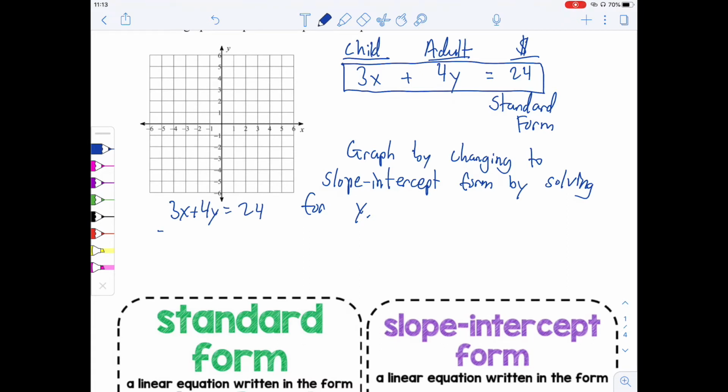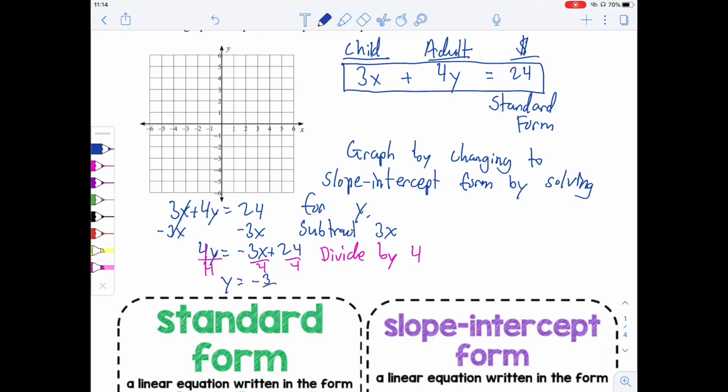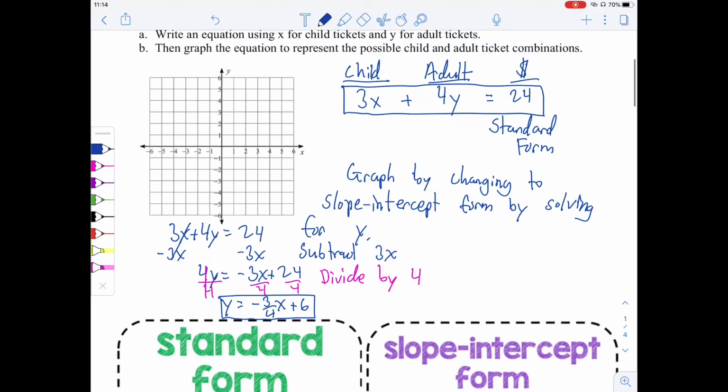So first thing we're going to do, we're going to subtract 3x from both sides. So we get 4y equals negative 3x plus 24, because they're not like terms, so we can't put them together. Then all we do is divide everything by 4. It cancels out the coefficient, so we're just left with y equals negative 3 over 4 x, and 24 divided by 4 is 6. And this is our equation. Okay, so that's how you solve.